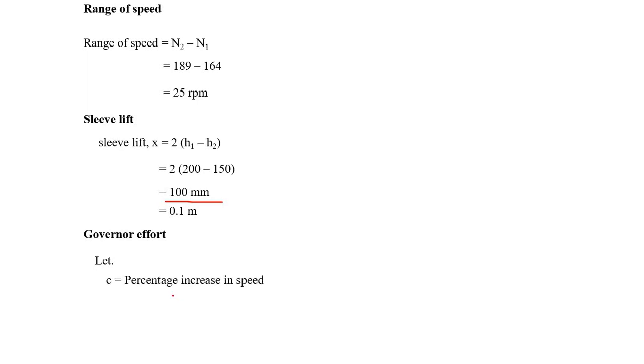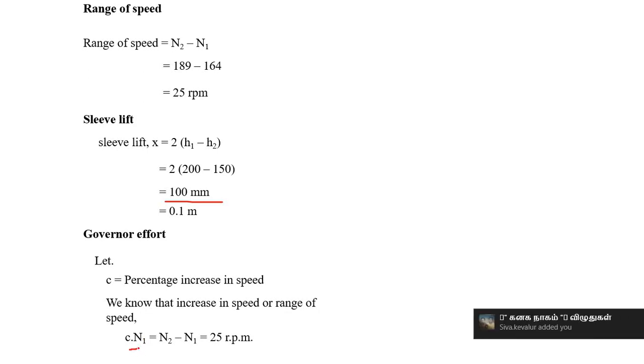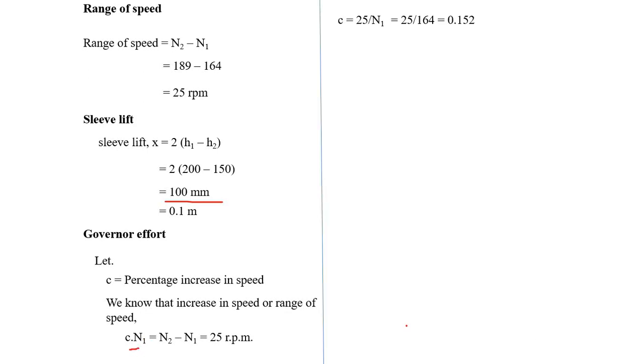Next, sleeve lift. What is the formula for sleeve lift? X is equal to 2h1 minus h2. So the sleeve lift X is equal to 100. What about the effort? The overall effort. You know the formula for the overall effort? C is equal to the percentage increase in speed, so we know the increase in speed is the range of speed. Okay, you know the C formula. Next, C is equal to 0.152.